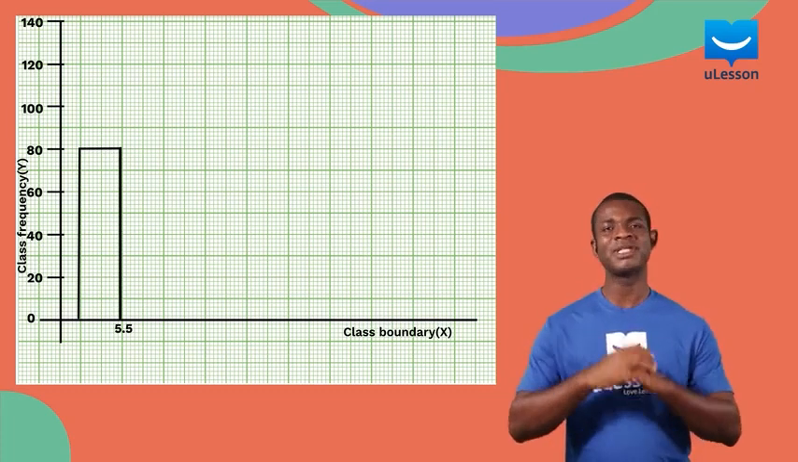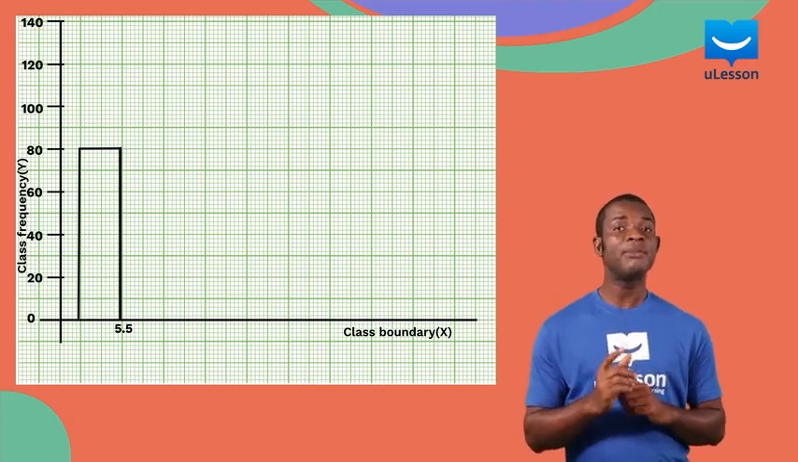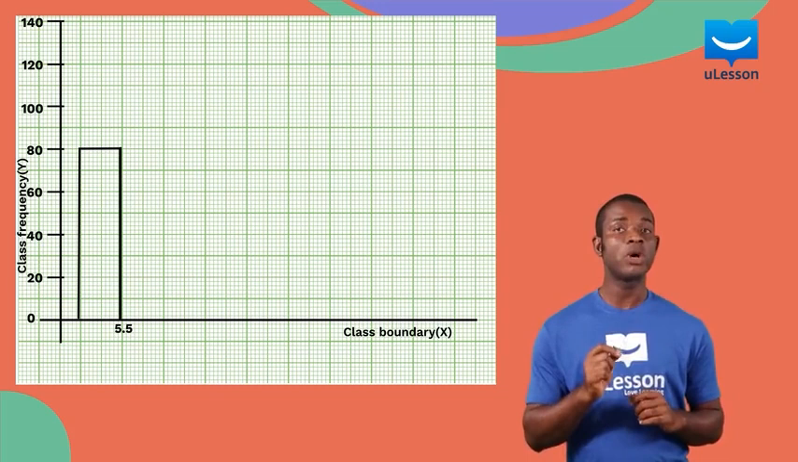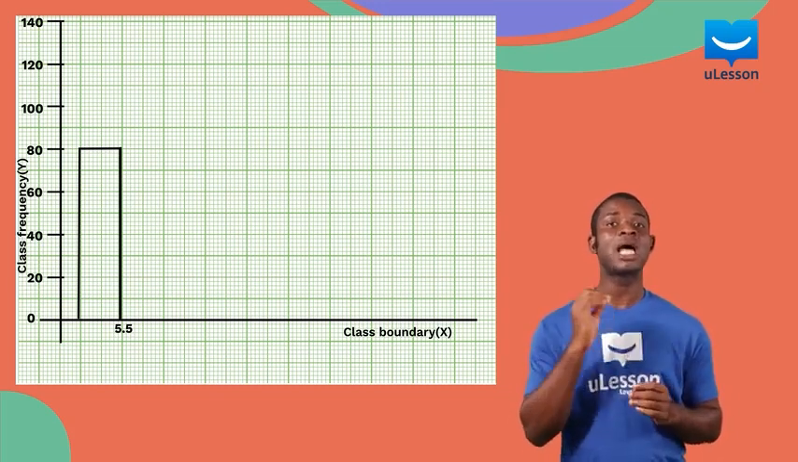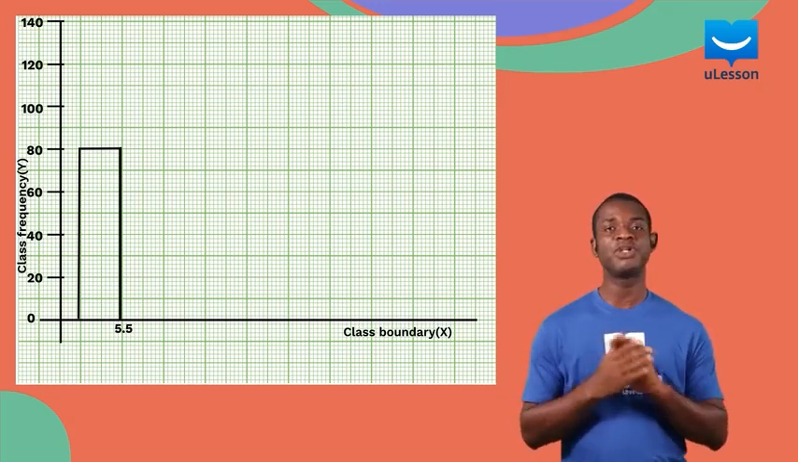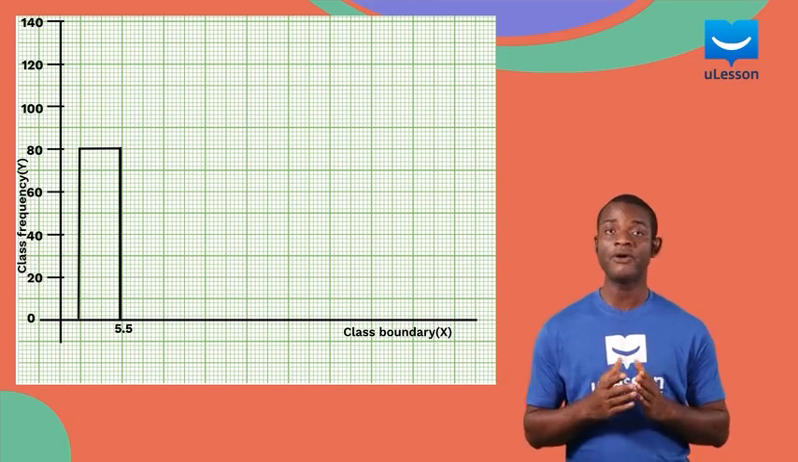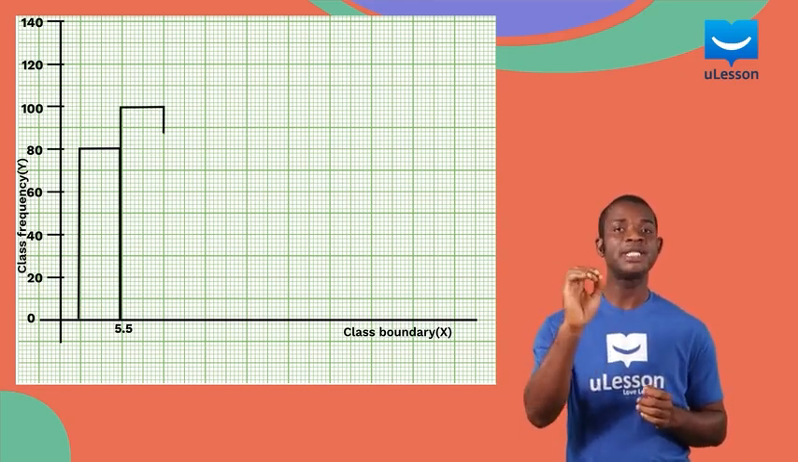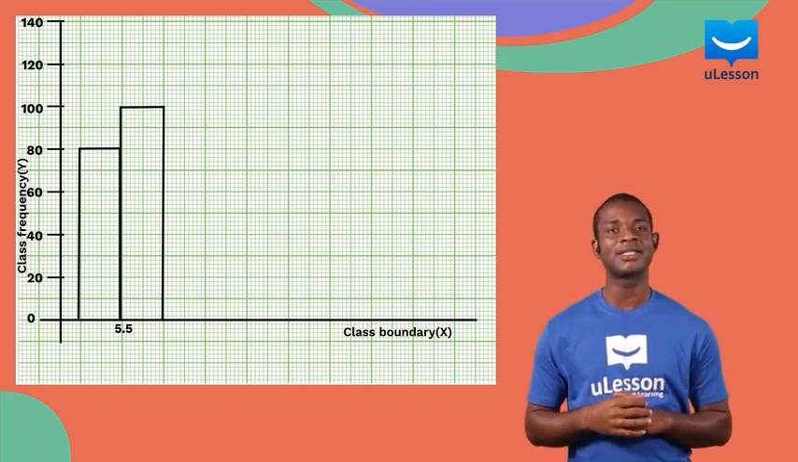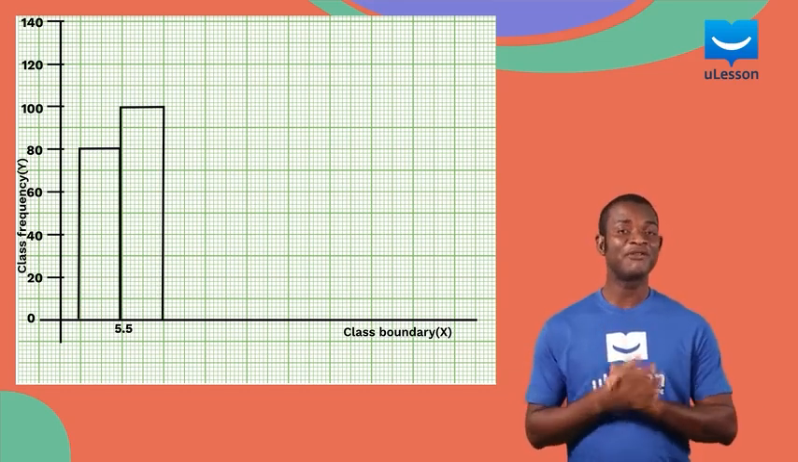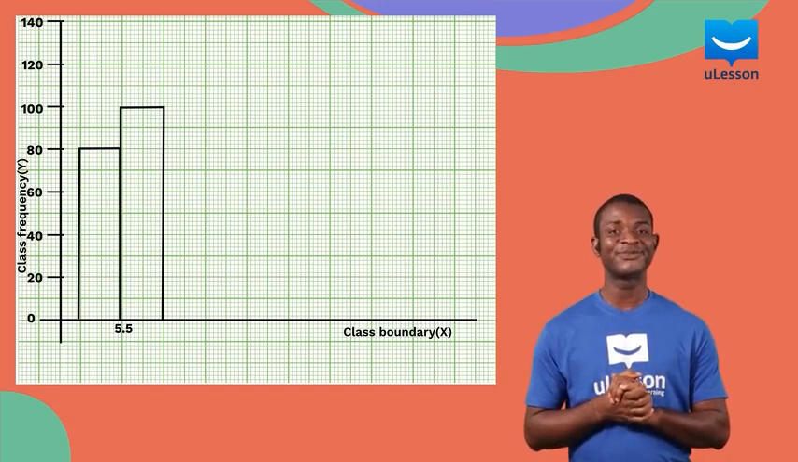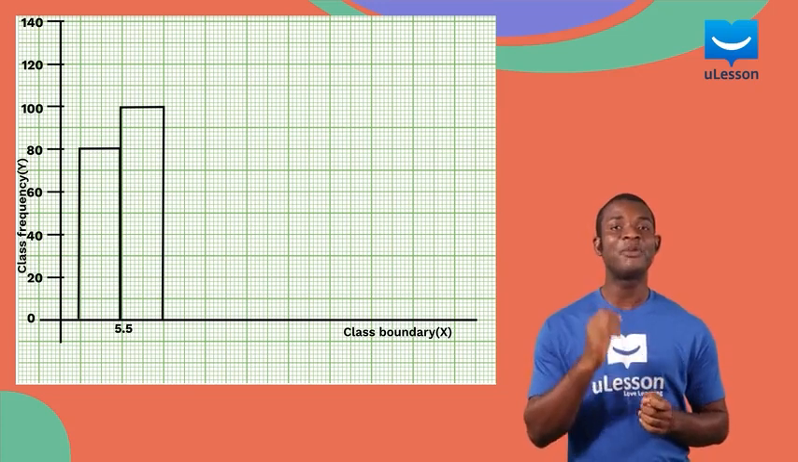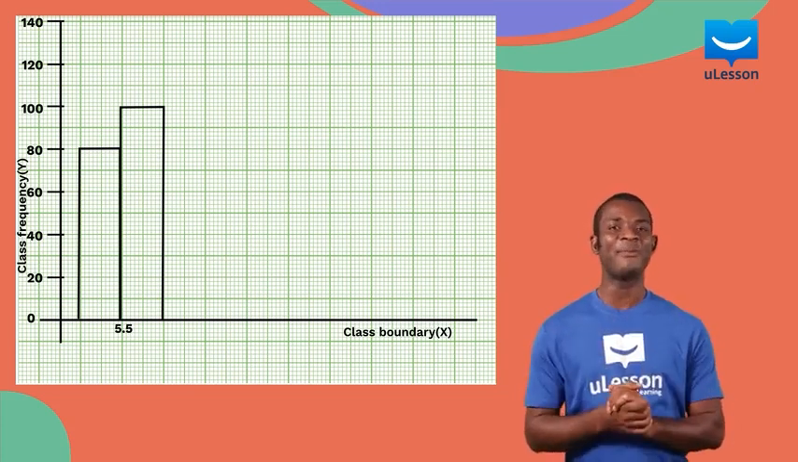Now, let's also represent the second class. Remember that the width has to be equal since the class intervals are equal and there are no spaces between the bars. Therefore, we draw and locate 100, then draw the width and back to the horizontal axis. What do you think is left to be done? We label it as 10.5, which is the upper boundary.